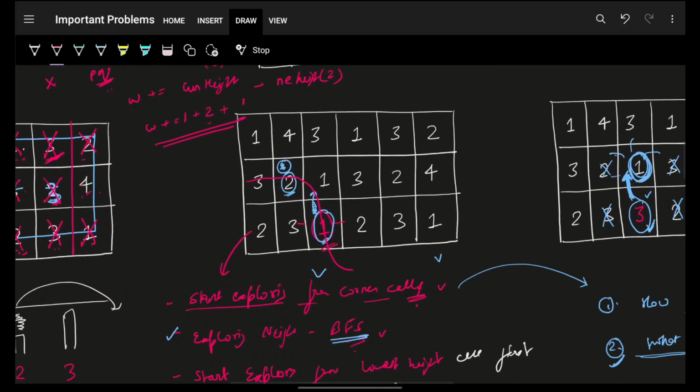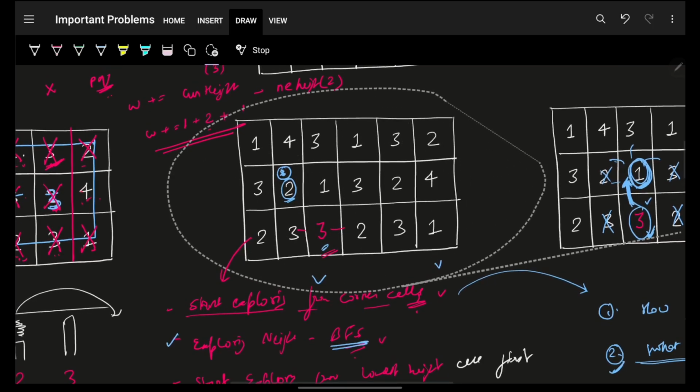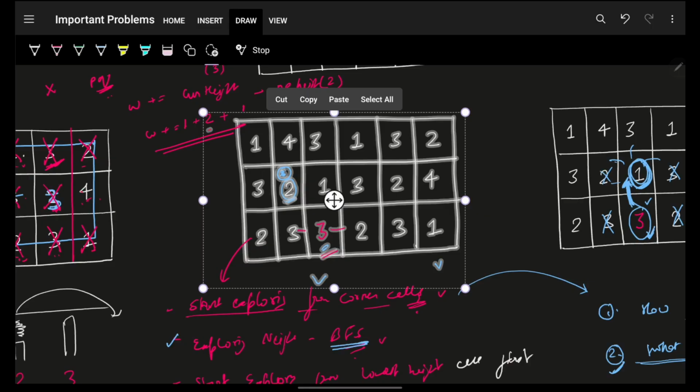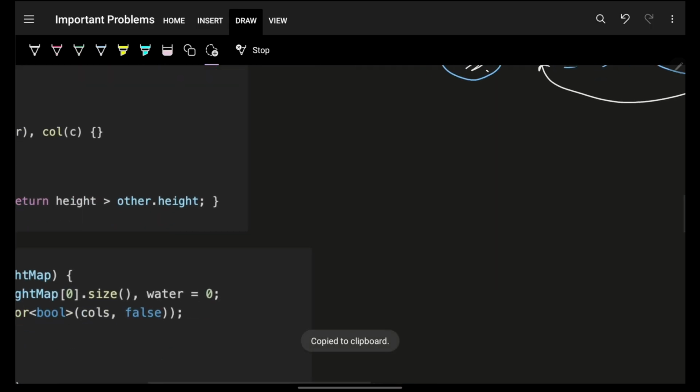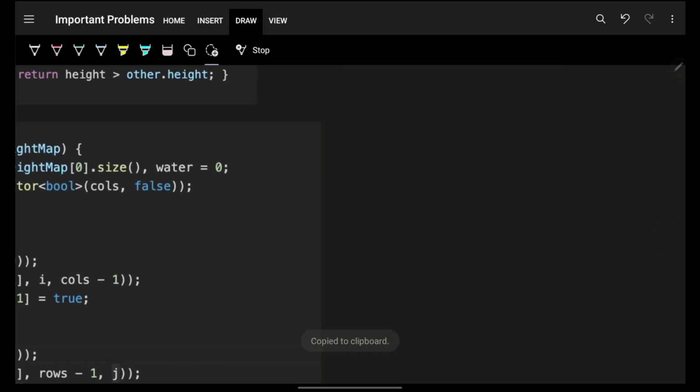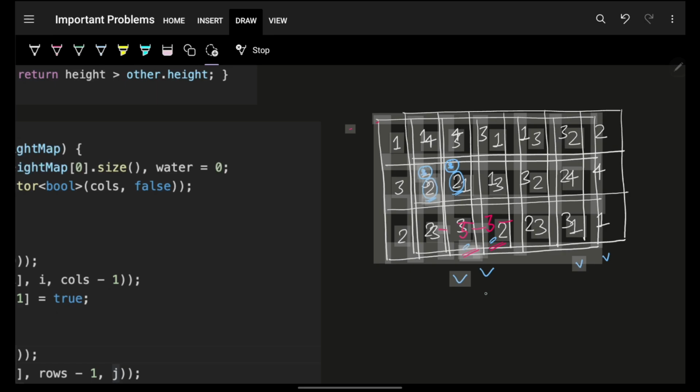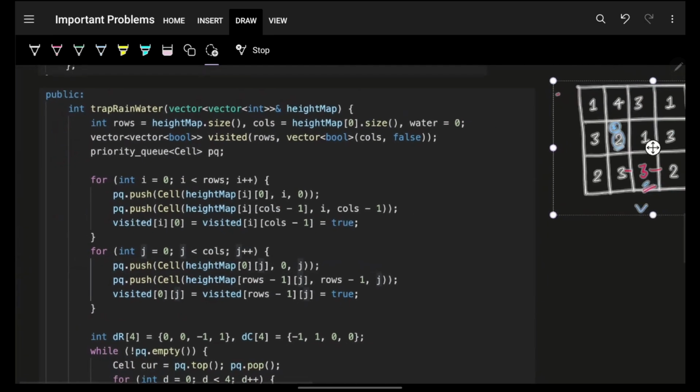I will show you with the help of a diagram also, parallelly. Let's say it is 3. Let me just quickly copy this entire thing and put it down below so that I can explain it with the help of code also. Although you should write the code by yourself first, still let's see it with the help of code also.